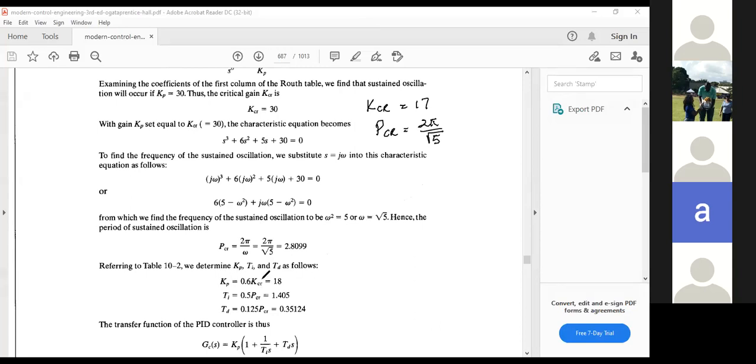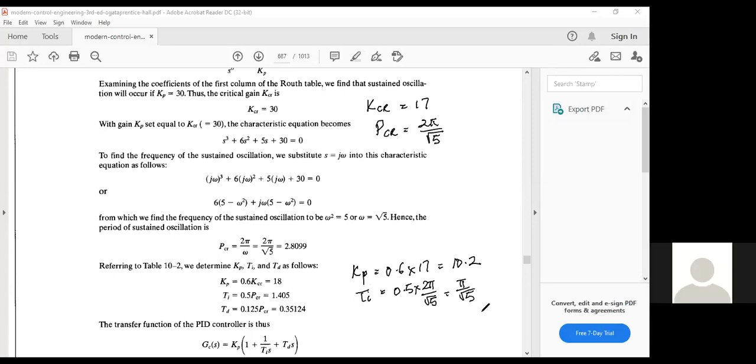All right. So our KCR is equal to 17, and our PCR is equal to 2 pi over root 5. And we, like them, want a PID controller. So KP supposed to be equal to 0.6 times the 17. That's 10.2. Ki is equal to 0.5 times 2 pi over root 5, which is going to give me pi over root 5.